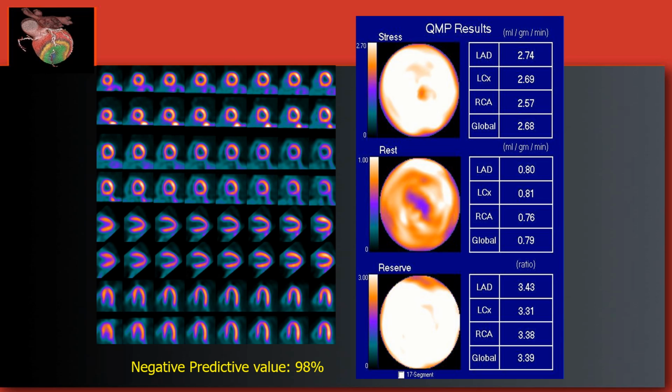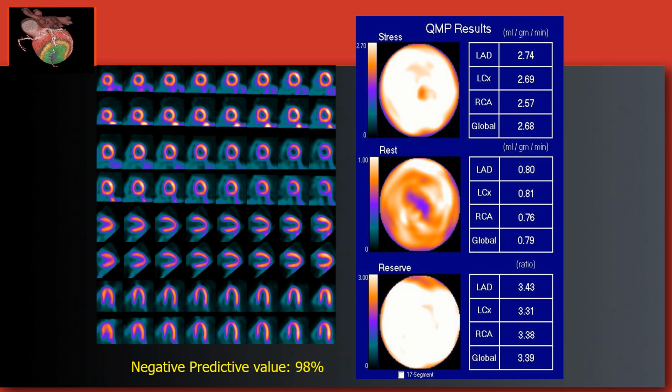And then if you go over to the blood flow reserve numbers, the resting is all less than 1, the stress is all greater than 2, and the overall reserve is greater than 3 across the board. It just needs to be greater than 2. So that's fantastic. That's a normal blood flow reserve. You also can look at the polar maps and see that there's no areas of ischemia. It looks pretty perfused everywhere.